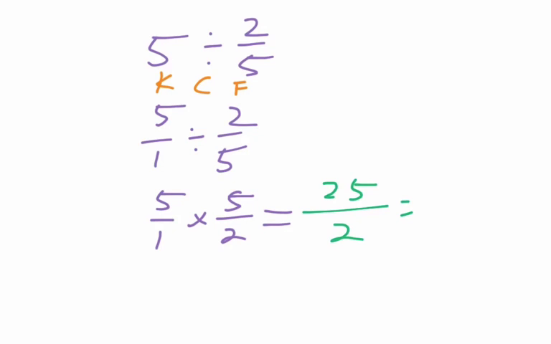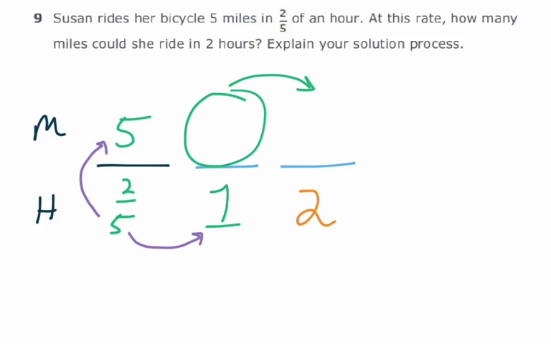When you simplify this down, 25 divided by 2 gets you 12.5. So 12.5 over 1, or 12.5, is our unit rate. She can go 12 and a half miles in 1 hour. Okay, well, that's not what the question's asking. The question's asking us in 2 hours.